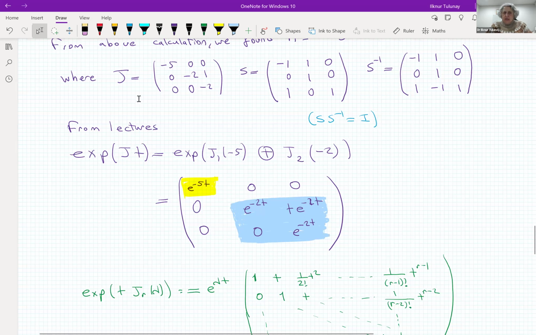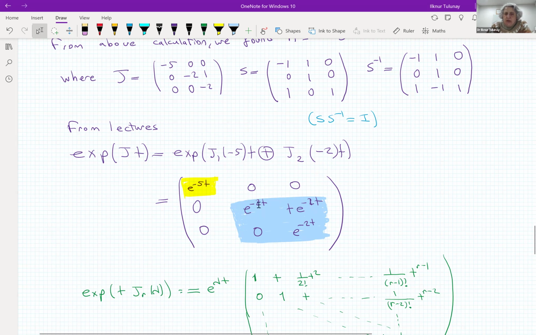That is J in our Jordan form: J1 is minus 5 and J2 is minus 2. And I think I forgot the t here. I think that should be t here, and also t here. So this one is just e to the minus 5t. This is just a 1 by 1 block. This one will be J2, a 2 by 2 block.